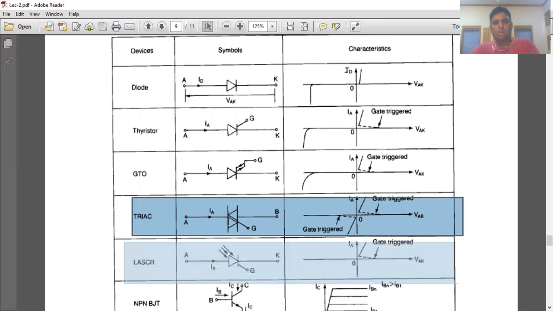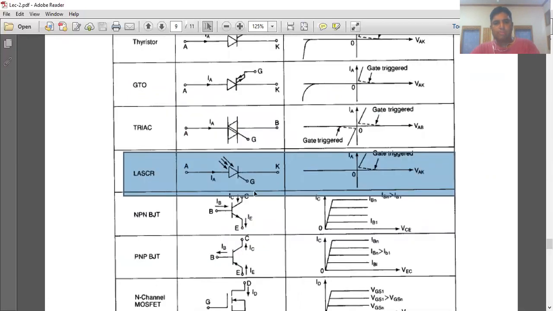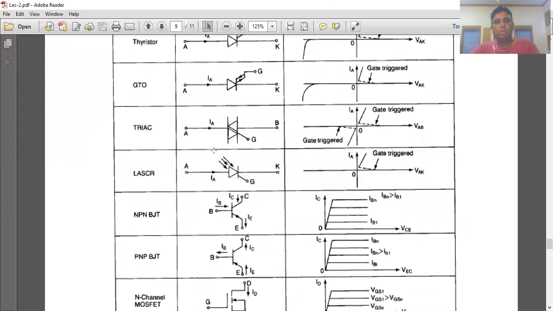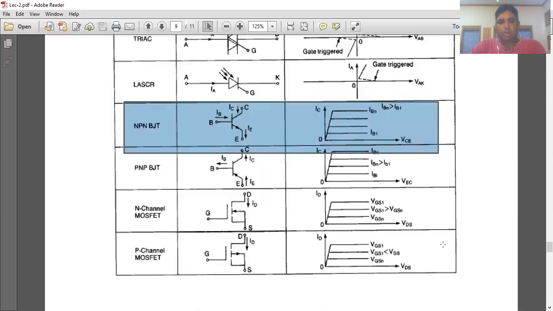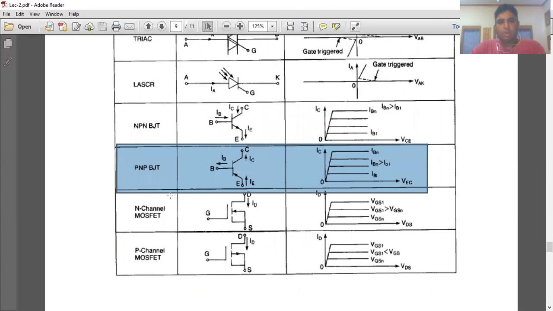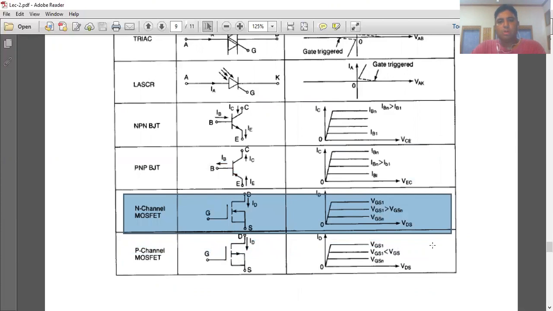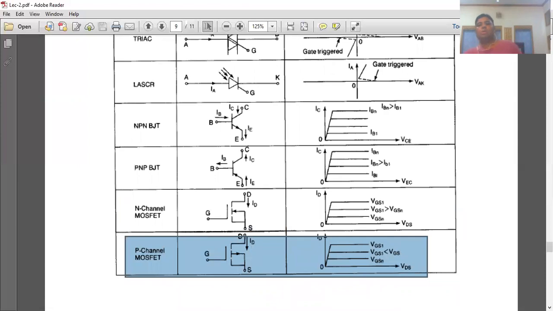Light activated SCR has this symbol. These symbols are for light. It is activated by light at the gate. Okay, NPN BJT has this symbol and this characteristics. PNP BJT has this symbol and this characteristics. N-channel MOSFET has this symbol and these characteristics, and P-channel MOSFET has this symbol and these characteristics. So basically, we have summarized all the devices in one table.